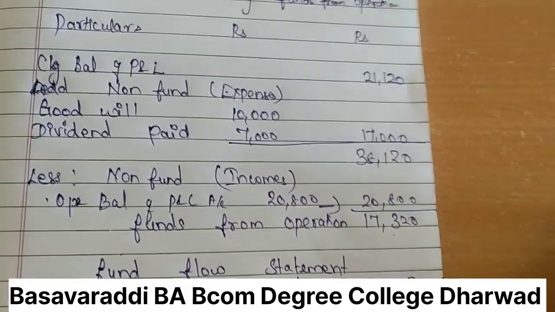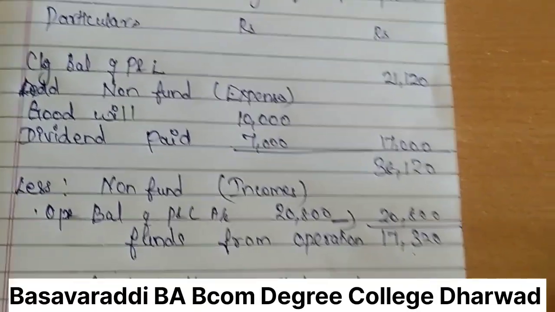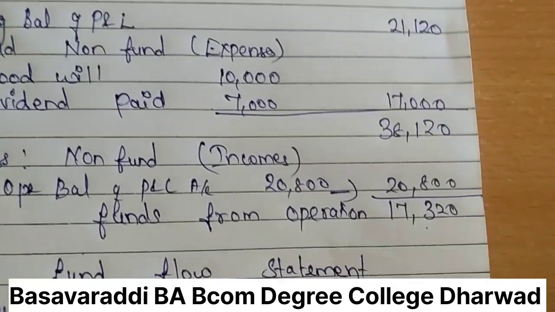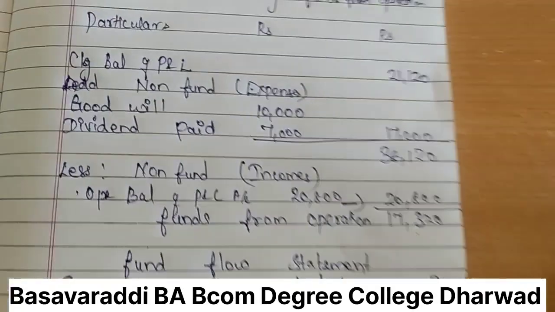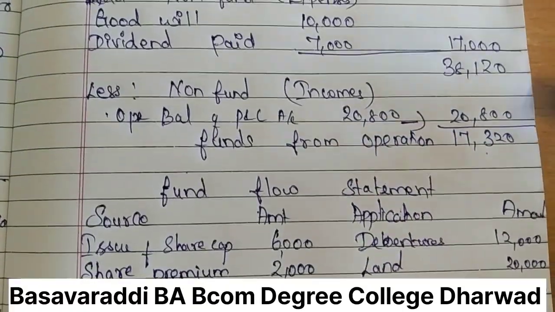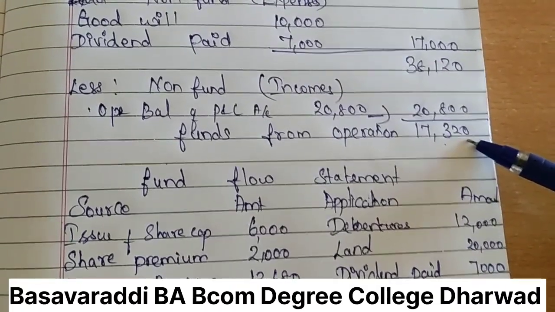Now comes the non-fund incomes. What and all incomes? Only one income is there. Opening balance of profit and loss account, that is 20,800. That you have to enter in the outer column. These two, 38,120 and 20,800, you have to less it. We consider that as the fund from operation.